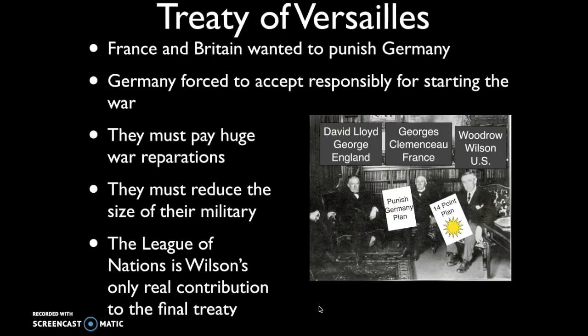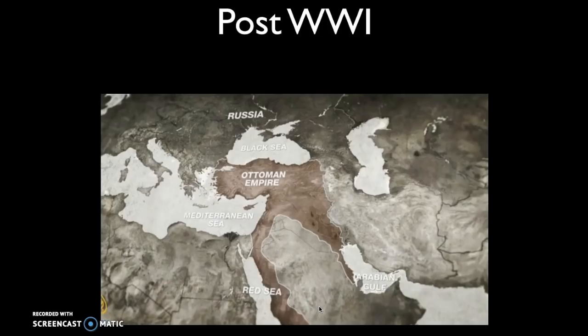Now, the League of Nations was Woodrow Wilson's only significant real contribution to the final treaty. And again, the United States never becomes a member nation of the League of Nations, which is created in the wake of World War I.